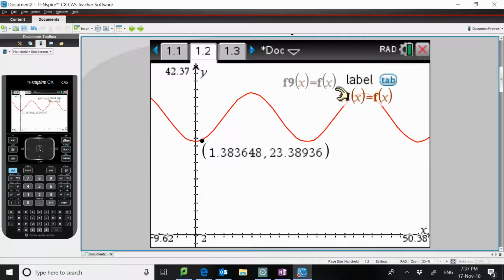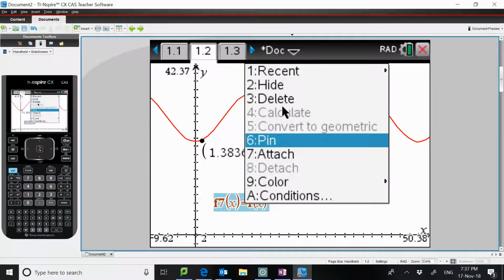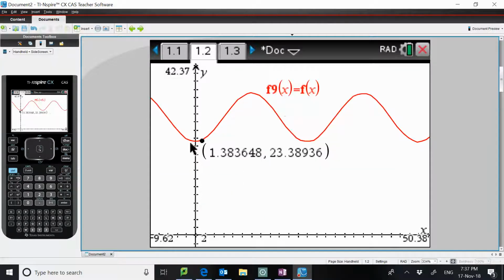Okay, I'm going to delete the f of 7. I don't know which graph is which. Delete. Okay, there we go. This is my red graph, and don't worry about this coordinate. I don't know what this coordinate is for. It must have been from the previous question.